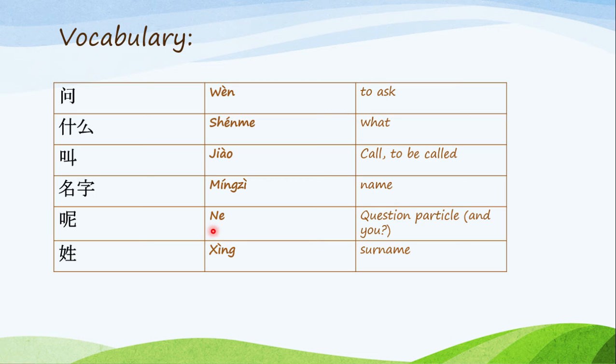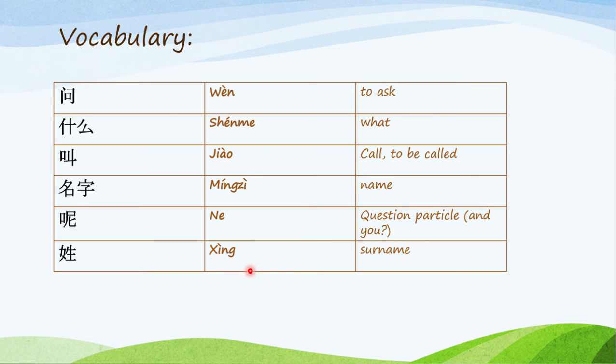呢 is a question particle meaning and you. Usually it's paired up with 你. So if you want to say and you, it's usually 你呢. You wouldn't say 呢 out of nowhere. You would say 你呢, meaning and you.